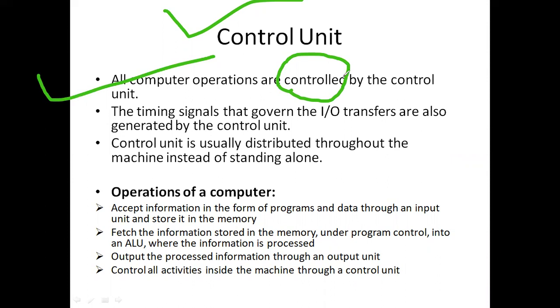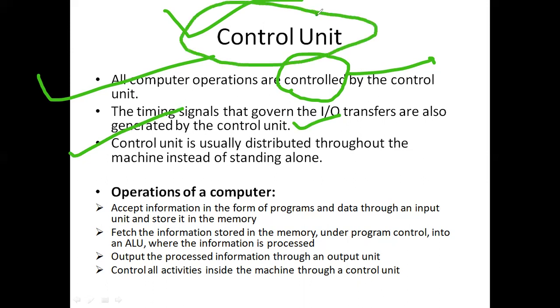Okay, execute operation करना मतलब various things are related, right? Like timing: the timing signals that govern the input output transfers are generated by the control unit. And this control unit is distributed throughout the machine. मतलब ऐसा नहीं है कि सिर्फ एक ही है standing alone. No, this is distributed throughout the machine. So control unit का काम क्या है? To control any operations that are being performed by our processor.